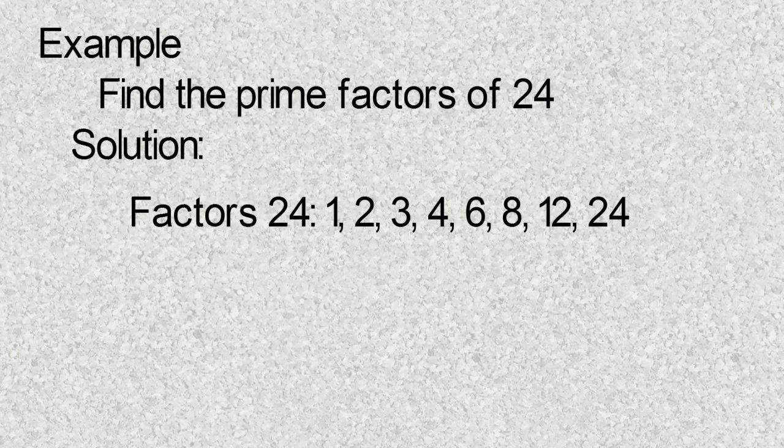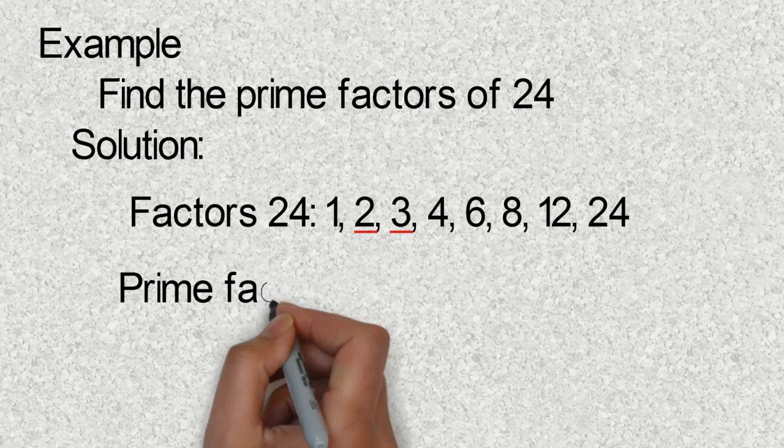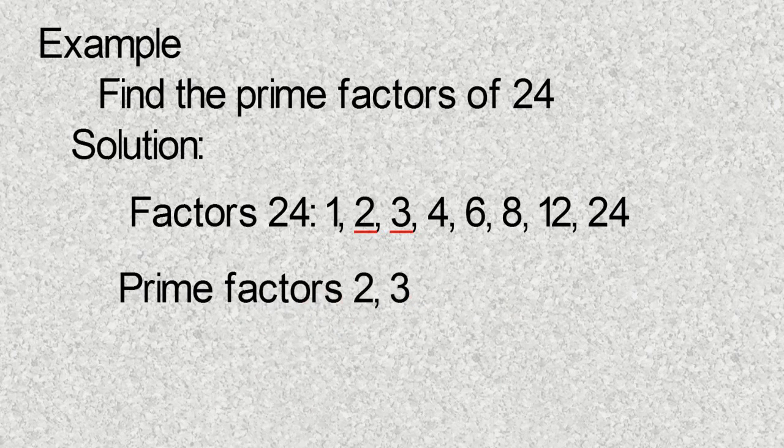So to get the prime factors of all these factors now, let's check one after the other. 1 is not a prime number, 2 is a prime number, 3 is a prime number, 4 is not a prime number because it has more than two factors, 6, 8, 12 and 24 also are not prime factors. So the prime factors of 24 are 2 and 3. So that's it.